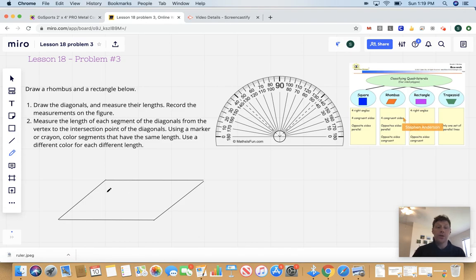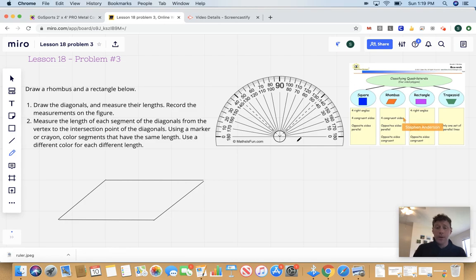We are drawing shapes again, as we have been the last week and a half, and we are on problem number 3, which is asking us specifically to draw a rhombus and a rectangle. I have some tools out to help support you. For example, this is a protractor tool, and it can help you estimate the angles.